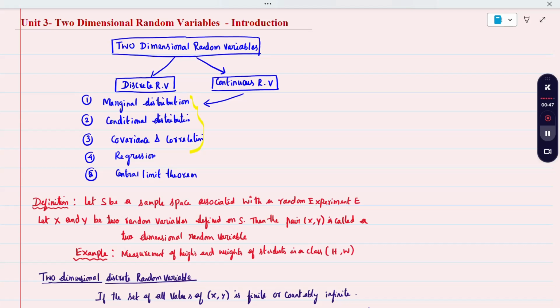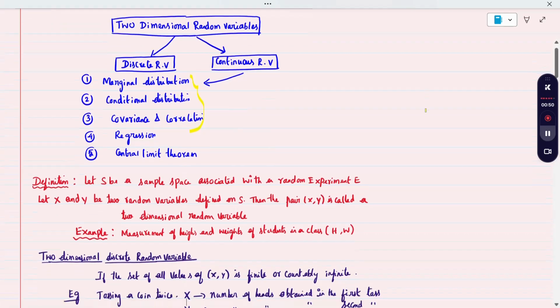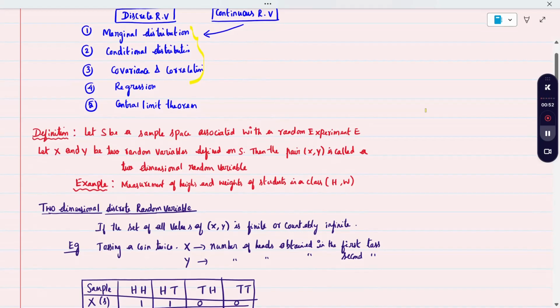So what is a two-dimensional random variable? The definition: if S is a sample space associated with a random experiment E, and X and Y are two random variables defined on the sample space, then the pair (X, Y) is called a two-dimensional random variable.